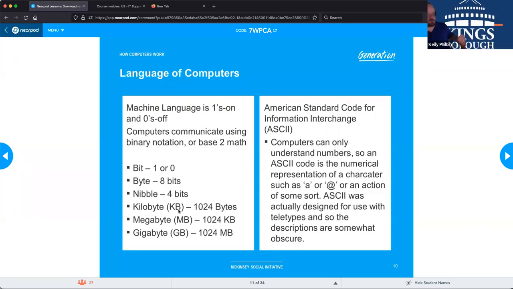You've probably heard some of these terms when you're talking about storage on your devices, or about speeds over the internet, things like that. This is how they denote those quantities. But make sure to pay attention to that B, whether it is uppercase or lowercase.